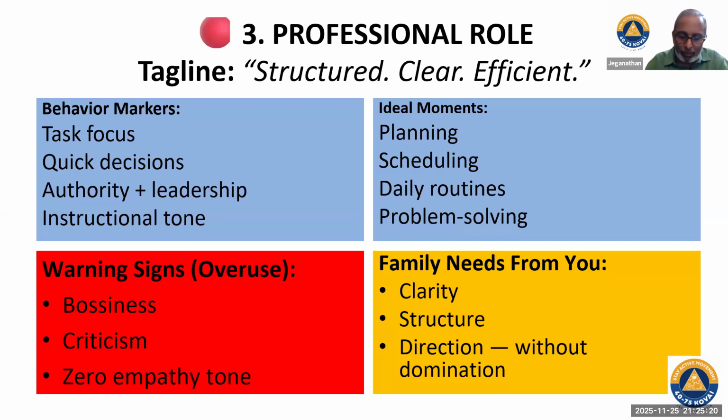Okay. Tarni, the last part. Family needs from you clarity, structure, direction without domination. What the family expects from you in this professional role is very simple. Give them clarity, help them gain clarity. The structure: what has to be done, what is the sequence, what is the procedure. And the direction: which direction we need to take, how we take a decision in certain situations, how we move forward, all these things without domination. That is what we expect from the professional role, which makes it very clear, right?